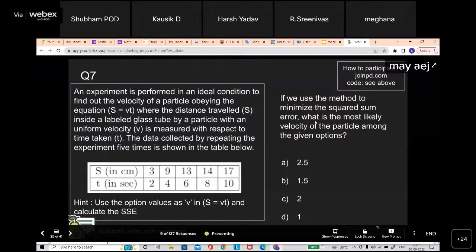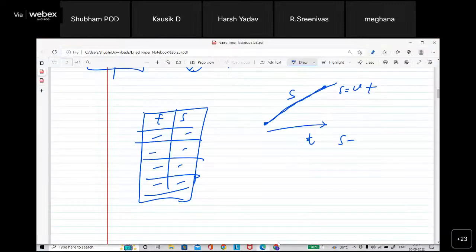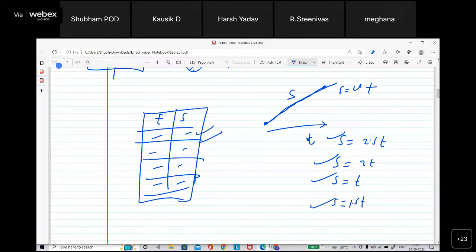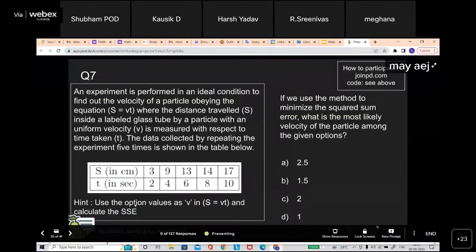If you use the method of minimum square error, which velocity is the best velocity? When you substitute s is equal to 2.5t, s is equal to 2t, s is equal to t, and s is equal to 1.5t, you have four equations and you have this data. You need to calculate SSE for each equation, and whichever SSE is minimum, that velocity is going to be the best fit. That's what is being asked here.